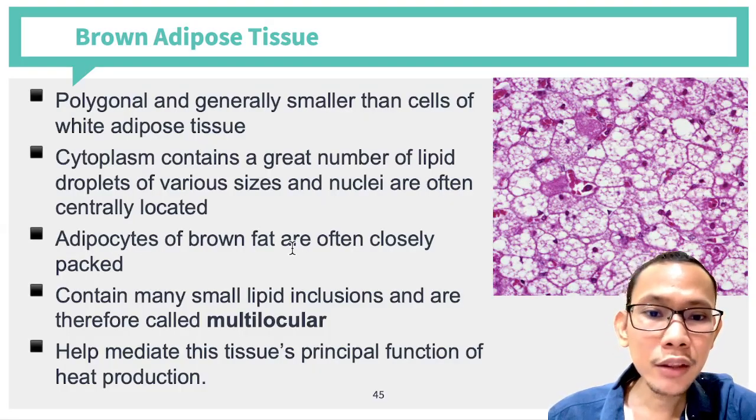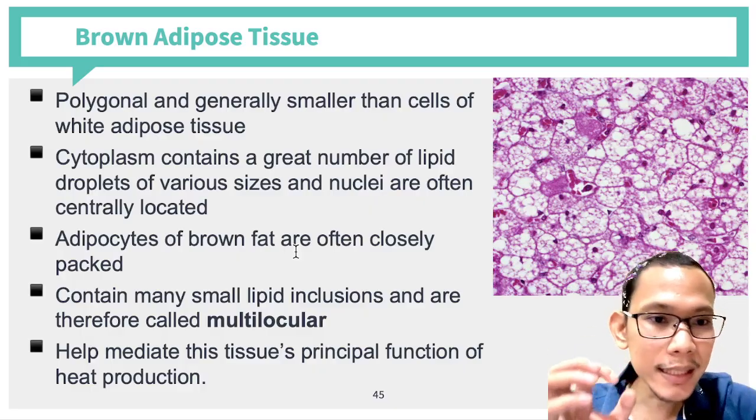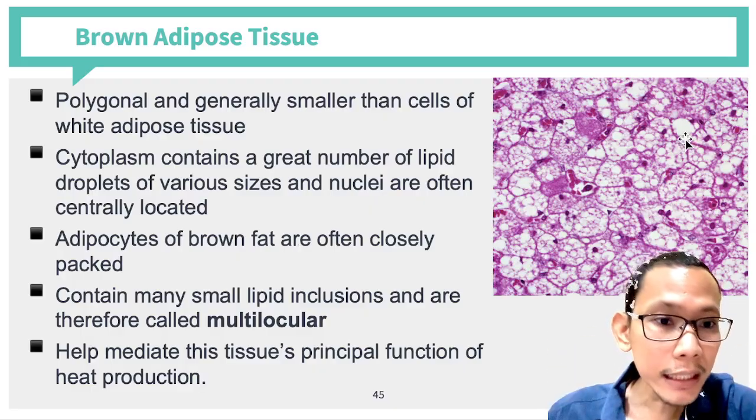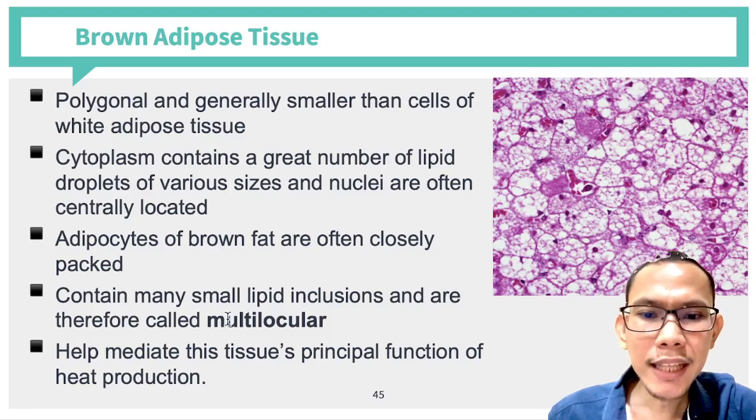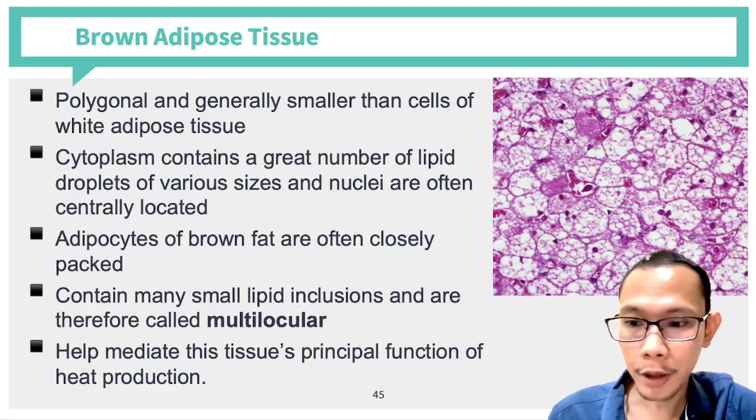Adipocytes of brown fat are often closely packed. So they are close together, you notice? They contain many small lipids and are therefore called multilocular.